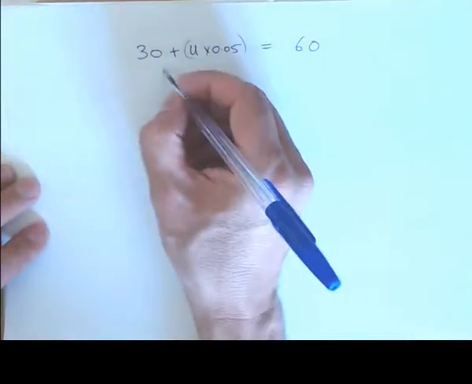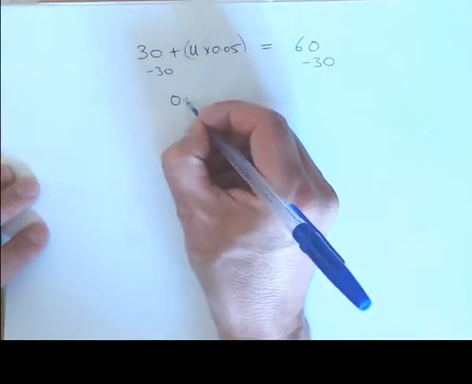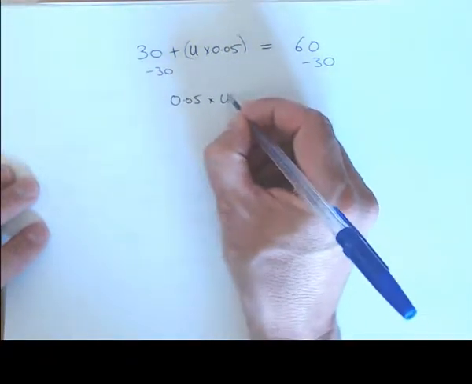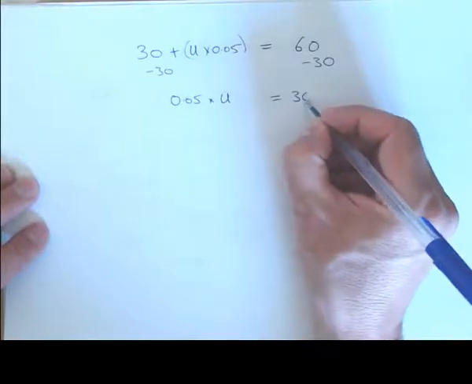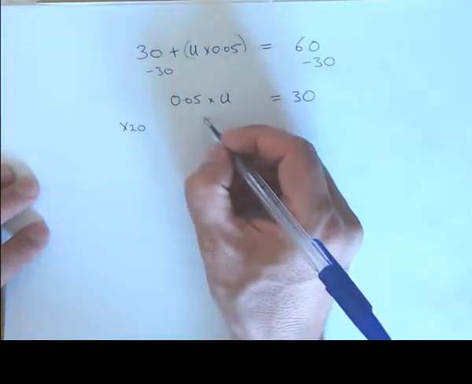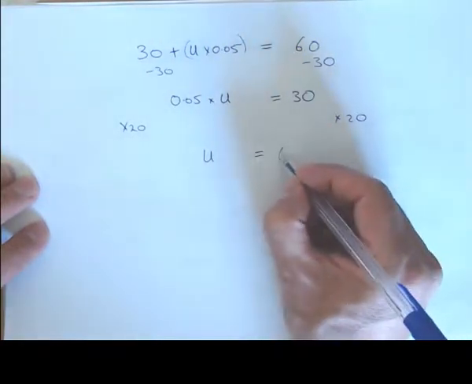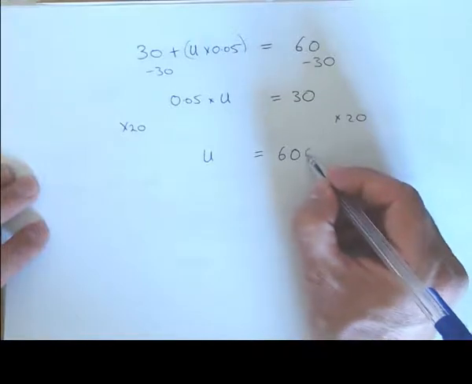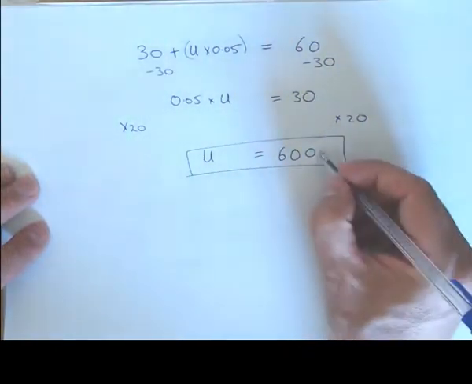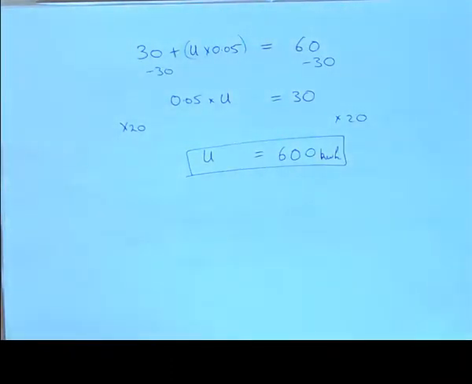Okay, let's have a look at solving this. We find that 0.05 times the number of units was going to be equal to 30 euro. So we're going to multiply by 20 on both sides, and we get U is equal to 600 kilowatt hours. So we find out that John can use 600 kilowatt hours with the 60 euro that he has available in his budget for that month.